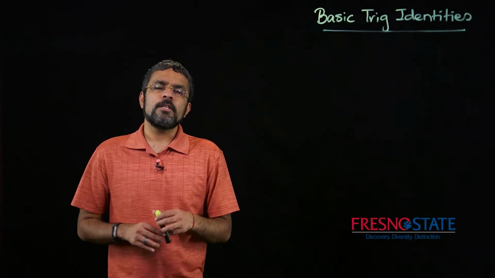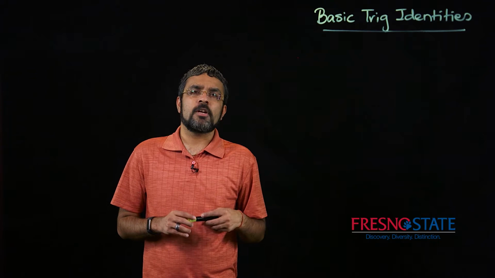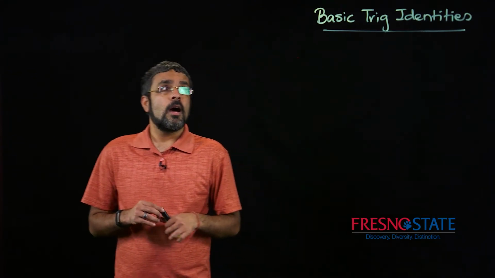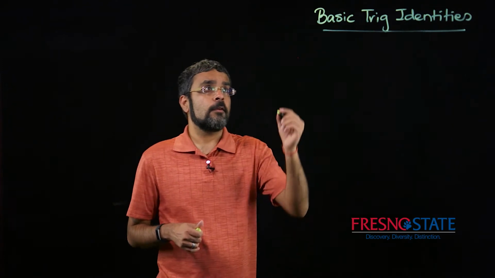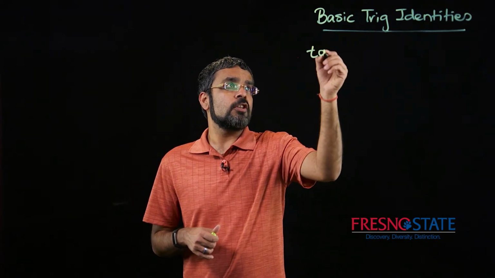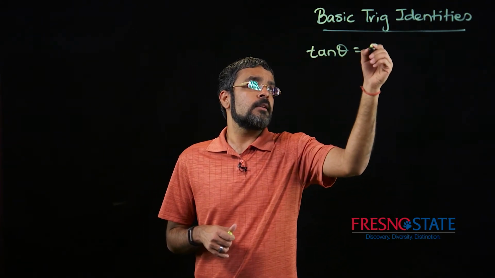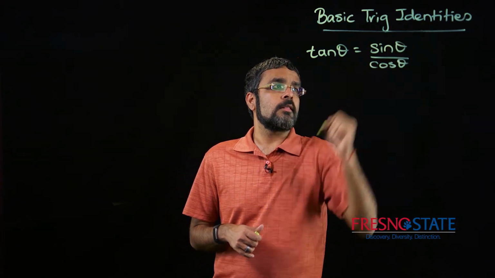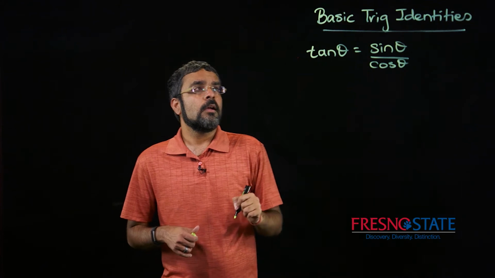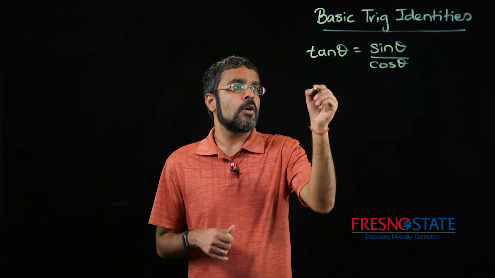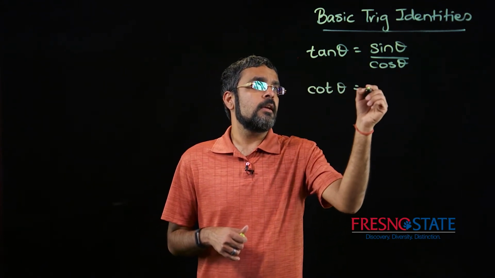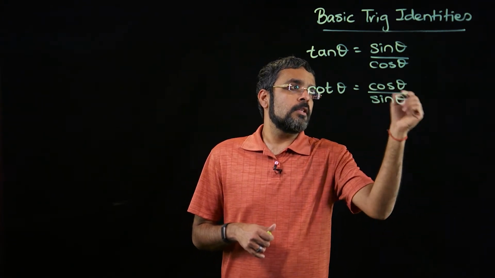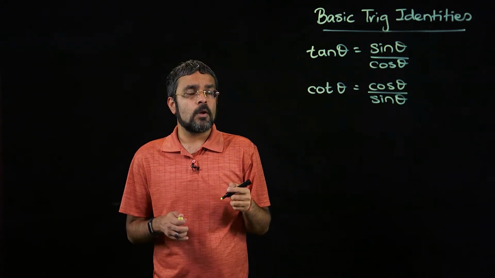Hey everyone, so in this video we're going to look at trigonometric identities. You've already seen some of them before, and the ones that you've seen are the following. Recall that tangent of theta is sine theta over cosine theta, okay? And we know that cotangent of theta is cosine theta over sine theta. So these are the two very basic identities that we already know.